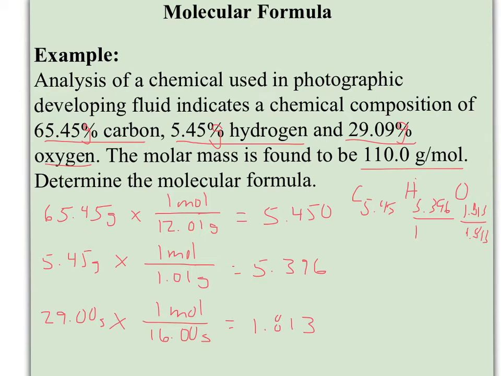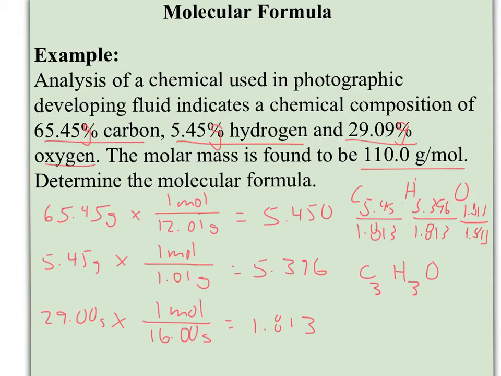Sorry, things are getting a little crowded here. And when I divide by 1.813, the 5.45 divided by 1.813 is 3.006, or I can round that to 3. The H, 5.396, is even closer to 3, 2.976, so again I can round that to 3, and the O would be just 1. So there's my empirical formula.